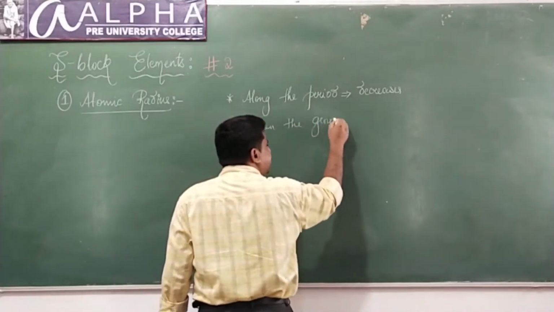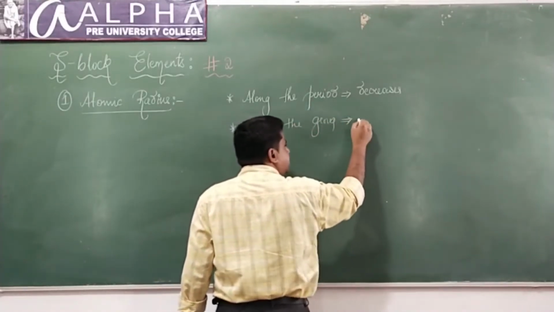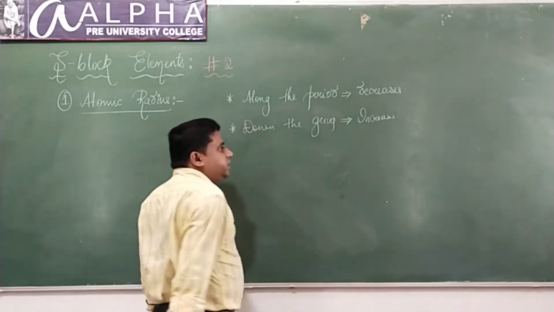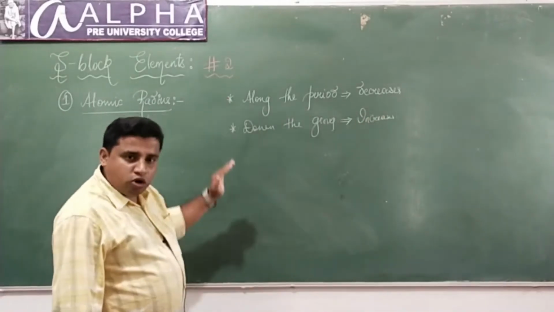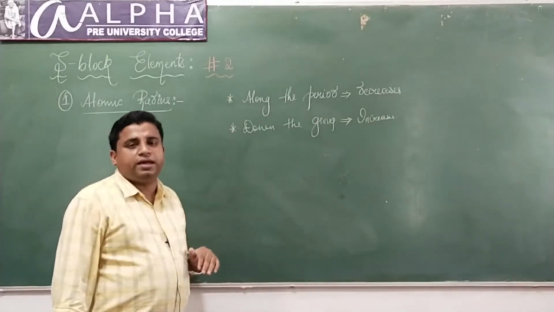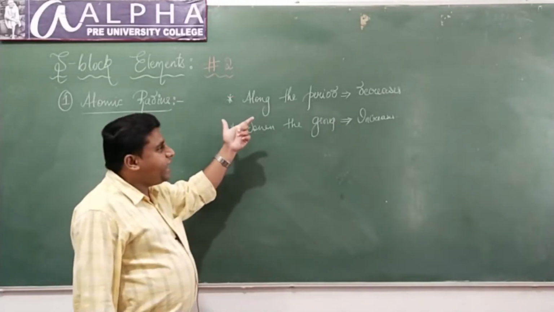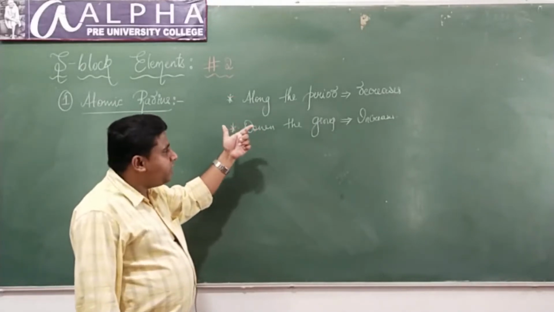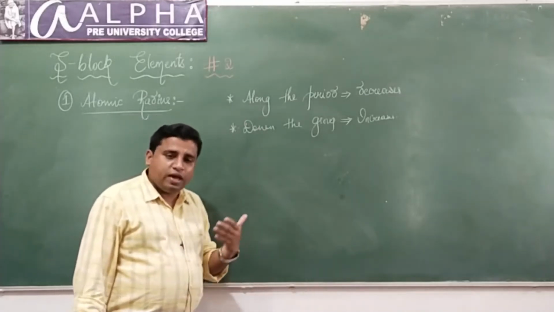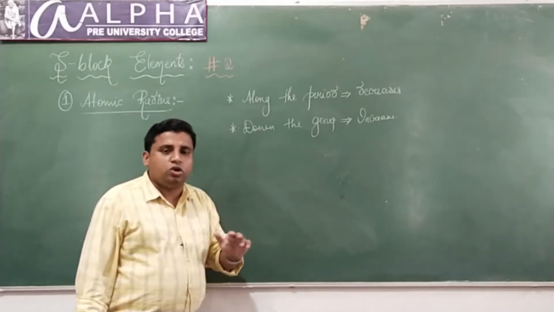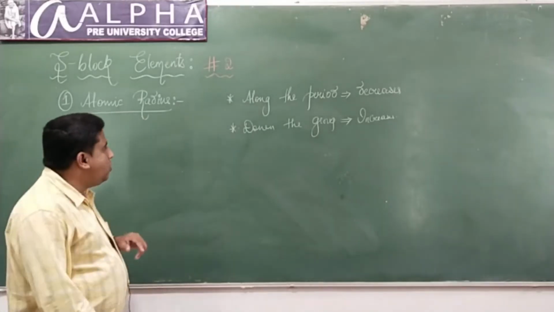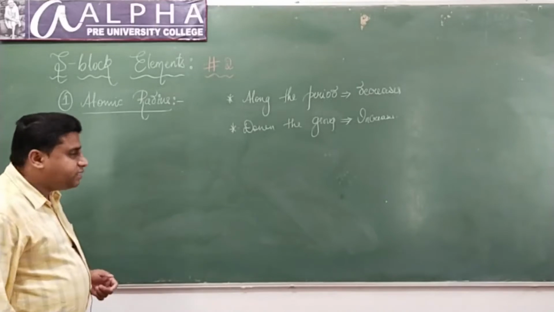Down the group, atomic radius increases. Say yes. Correct. As we move from top to bottom in the periodic table, there is an increase in atomic radius. Hope you know why atomic radius decreases along the period and increases down the group. We have already learnt it in the periodic table, so let us not waste our time discussing the same thing here also. Now I'm going to consider alkali metals and alkaline earth metals.